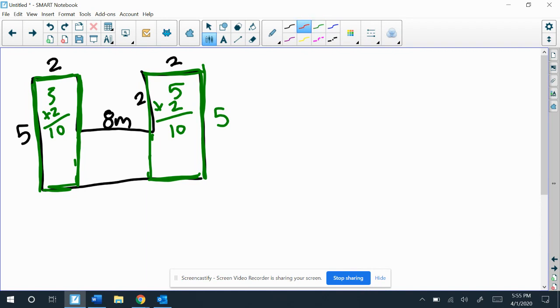This is going to be the tricky part, though. I know that this is 8, so this is 8. But I am missing this side right here. I don't know what that is. So I got to figure it out.